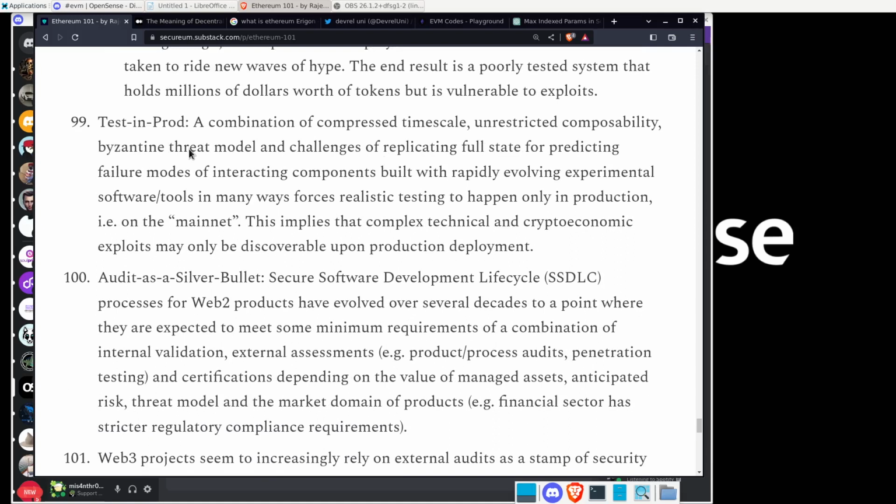Testing in prod. A combination of compressed timescale, unrestricted composability, the Byzantine threat model, and challenges of replicating full state for predicting failure modes of interacting with components built with rapidly evolved experimental software, in many ways force realistic tests to happen only in production. This implies that complex and crypto-economic exploits may be discovered upon deployment.